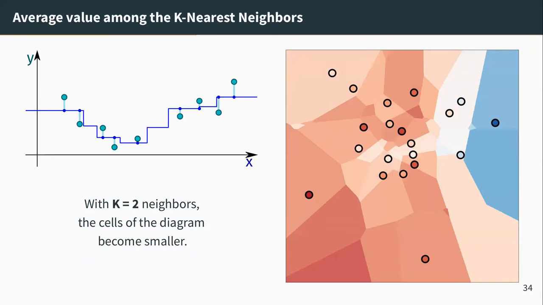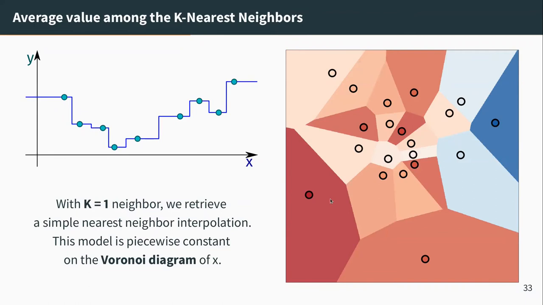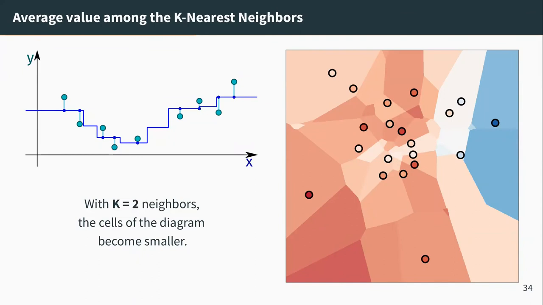If you do k equal to 2, now every point is going to look at its two nearest neighbors and pick the average value between the two. So now basically the cells of the diagram become smaller. Because here you had a transition, basically you changed value, every time your nearest neighbor changed. But now you change value every time your nearest neighbor or your second nearest neighbor changes. So that's why you have a smaller tessellation, if you want, of the plane. And since we take the average, it smooths out outliers a bit more.